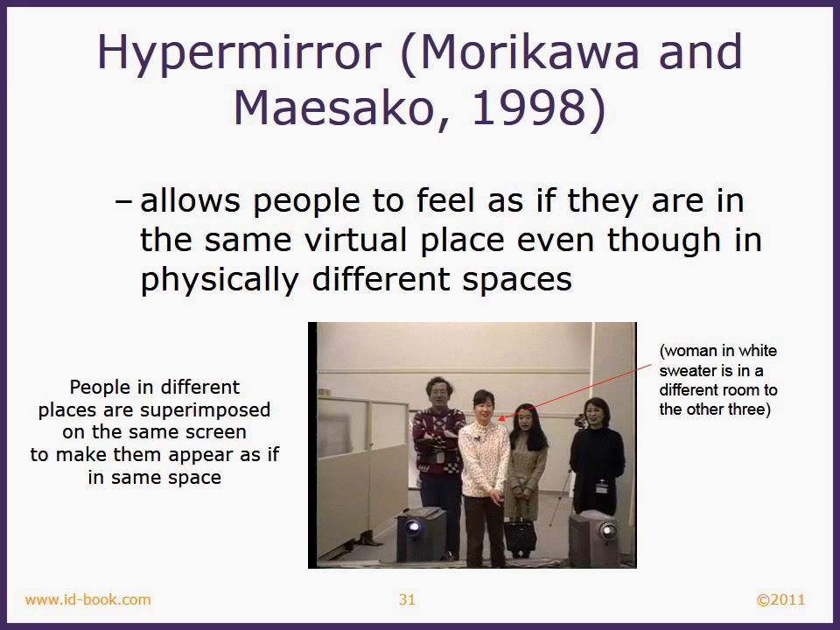Now look at one of the new inventions, HyperMirror. It allows people to feel as if they were in the same virtual place, even though in physically different spaces. People in different places are superimposed on the same screen to make them appear as if they were in the same place.